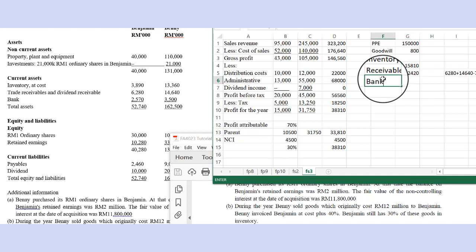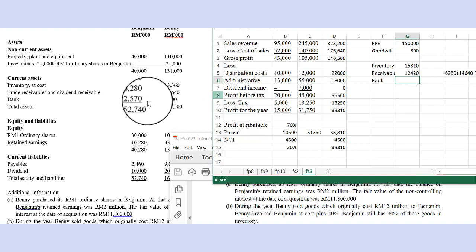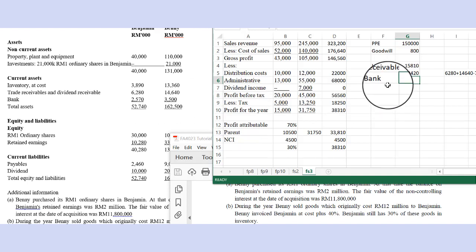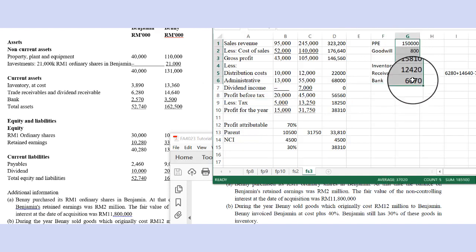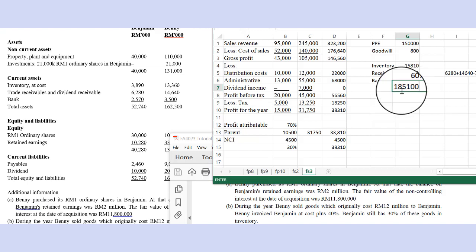After your receivables, then you have your bank account. Bank account figures do not change much, so just add on these two. You will have 6070. Okay. So if you look at this, the total figure that you have is 185,100. Now then we look at your equity.